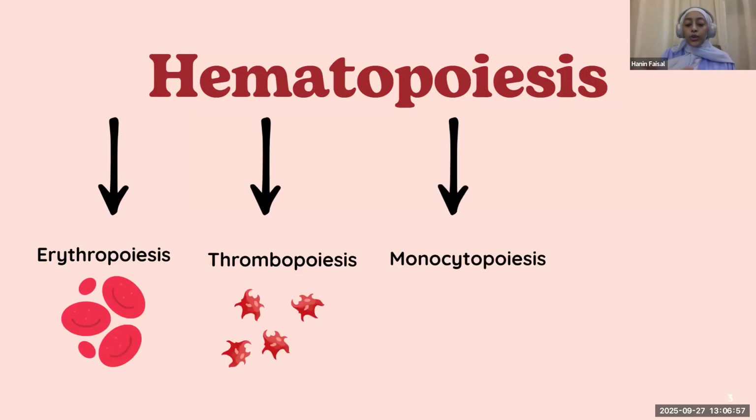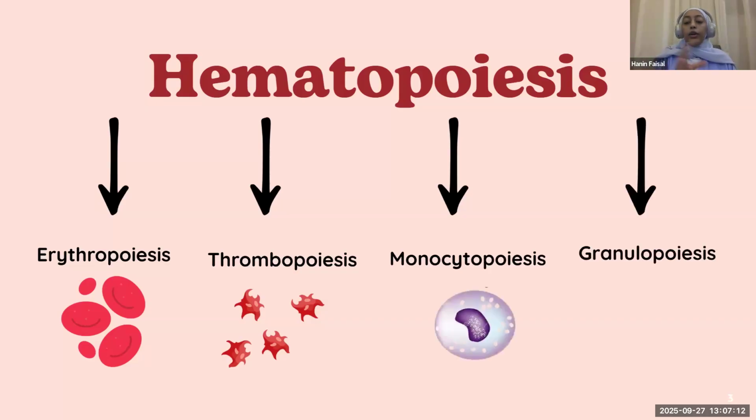Another subdivision is monocytopoiesis. Again, poiesis is forming. Monocyte basically is the white blood cell, which, when it goes into tissues, becomes macrophage. So the process of forming this monocyte is called monocytopoiesis. Lastly, you have something called granulopoiesis. Poiesis again is forming, and granulo is basically forming the granulocytes. And I'll be talking more about the granulocytes later on, but basically they're the white blood cells that you can see the granules under the microscope, like the neutrophils, basophils, and eosinophils.